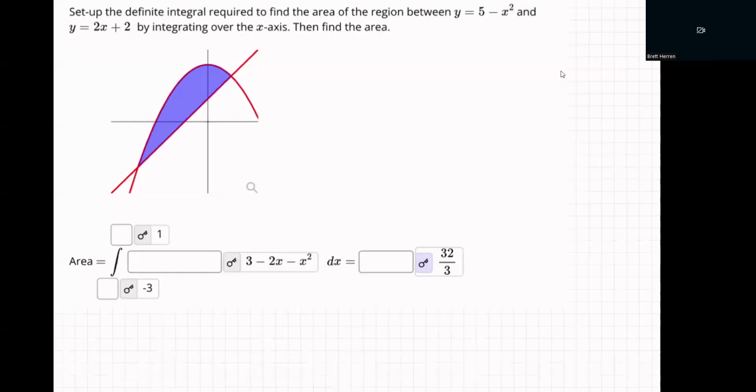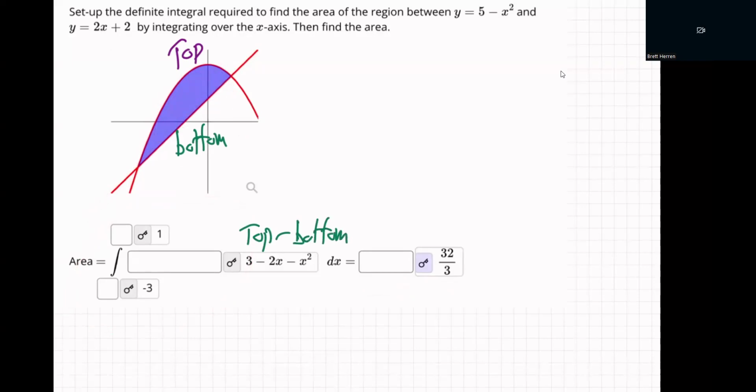Okay, so we have a curve and a straight line, and we want to find the area between them and set it up with an integral and then calculate it. So how are we going to do that? Well, we're going to take the top function minus the bottom function. Let's change the color for clarity. So we're going to take the integral of the top minus the bottom.